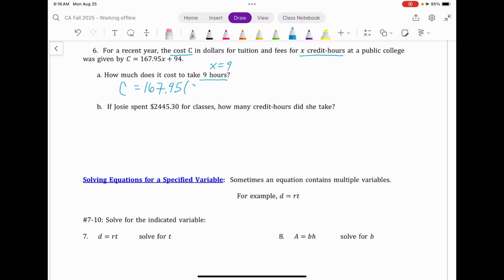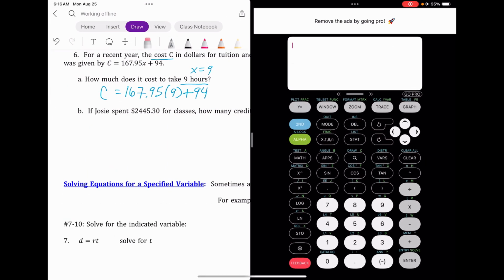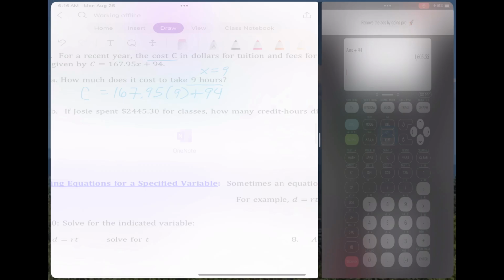And we can just plug in the 9 for X. And you'll find in college algebra, we can use calculators for everything. You still need to show your work on everything, but you can use a calculator at this point. So that's what we'll do. Okay, so let's do 167.95 times 9 plus 94.